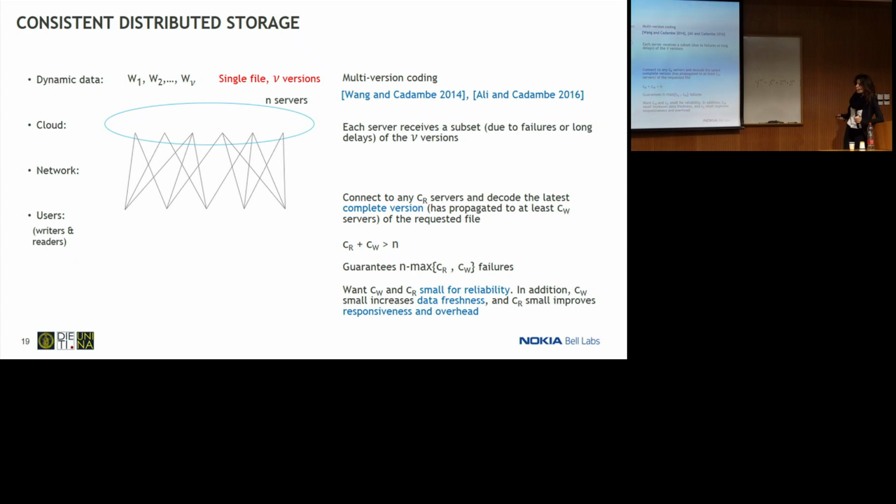Okay. In addition, given this protocol, of course you want the smaller CW and CR are, the higher will be the reliability. The smaller CW is, the higher will be the data freshness, and the smaller CR is, the higher will be the responsiveness of the system, because remember that the read operation will stop when CR servers have given their acknowledgement. So the responsiveness is connected to CR. Of course, the smaller CR is, the smaller is also the overhead of the system.